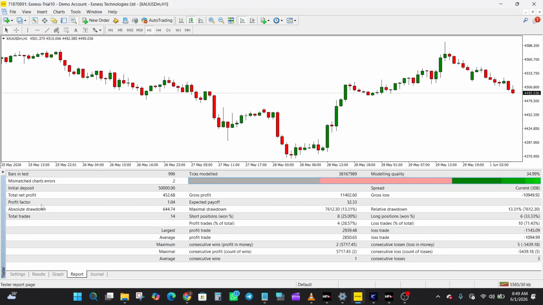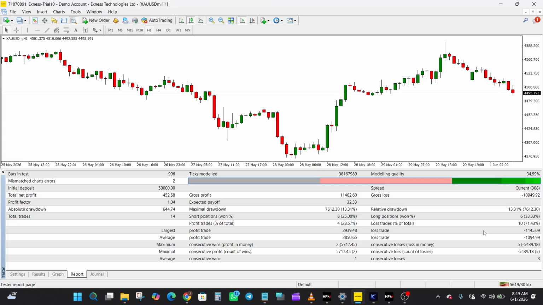And we can see that from an initial deposit of $50,000, there was a total net profit of 452.68. The largest profit trade was $2,939.48. The largest loss was $1,145.09. The average profit was $2,850.65, and the average loss was $1,094.99.